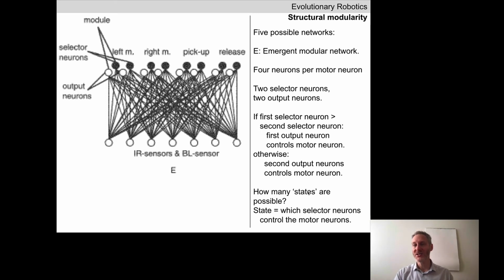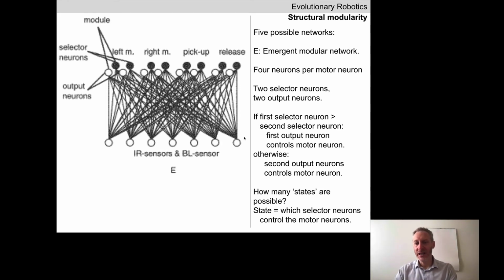How many possible states, or how many different combinations of neural modules, can control the robot? If we imagine each of these four groupings as having binary states, either the left neural circuit is in control or the right neural circuit is in control, how many possible states are there? As Ben mentions, there's 16 possible states. Okay.